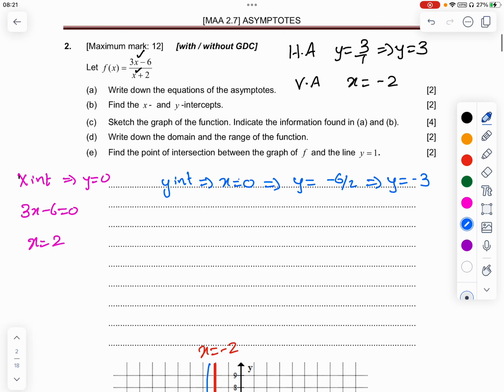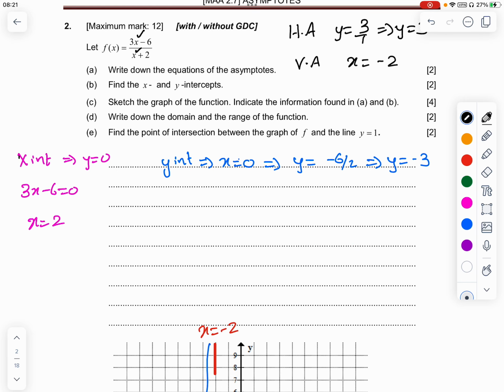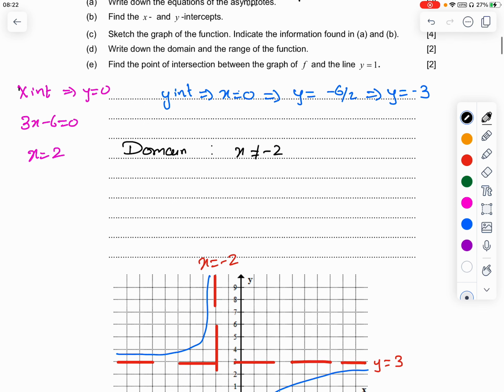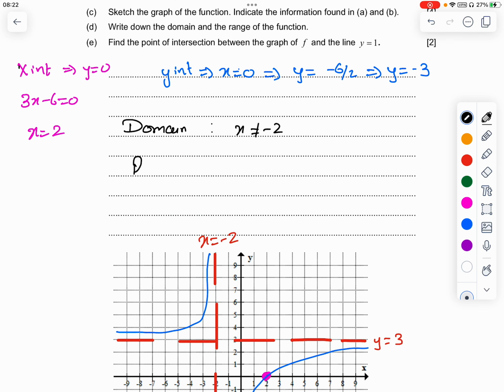Now what is being asked? Write down the domain and range. For domain, you need to remember what values of x I can plug in. I can plug in any value except negative 2. And range, what is the meaning of range? The y values. We can see that it can be any value except our asymptote. The asymptote value was 3. So the range is any value except 3. So y is not equal to 3.